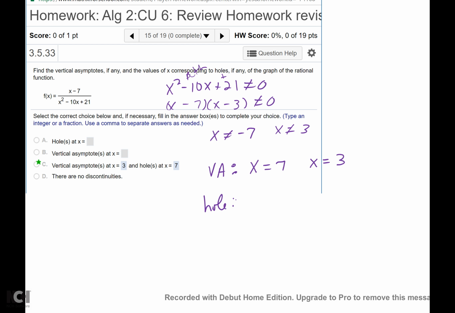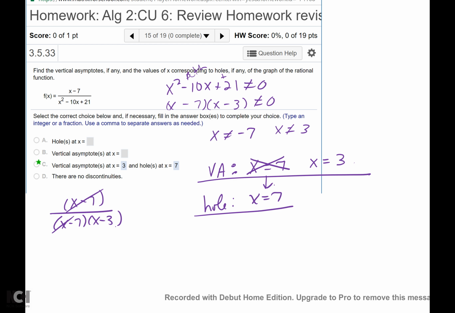To see if any of them turns into a hole, you have to factor the top, factor the bottom, which I already did, and see if anything cancels. And the x minus 7s would cancel, which means this one becomes a hole instead of an asymptote. This one didn't cancel, so that's going to stay an asymptote, and that one turned into a hole.